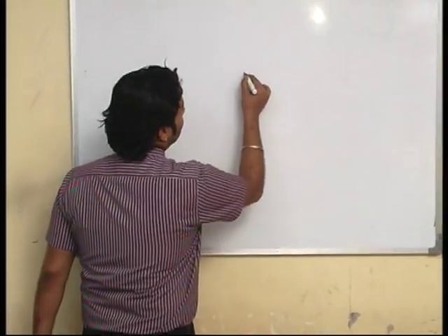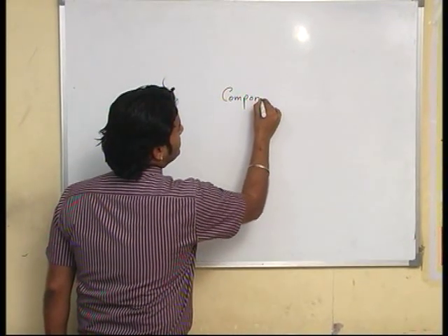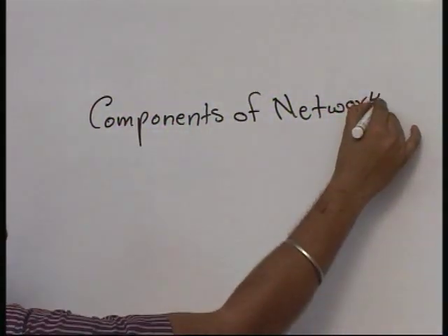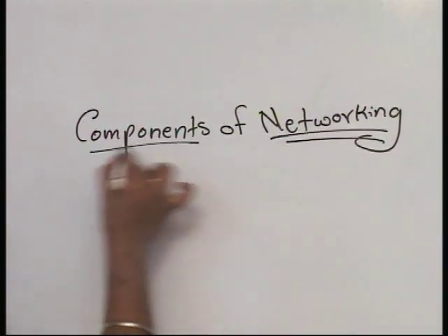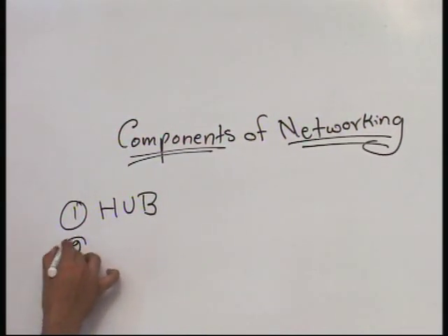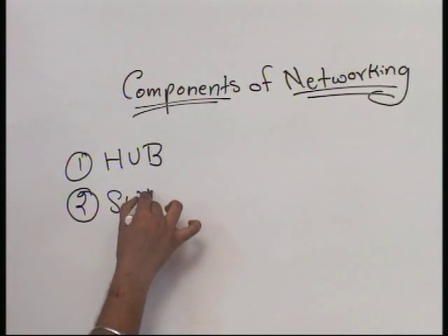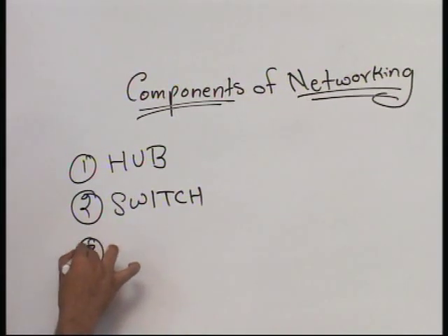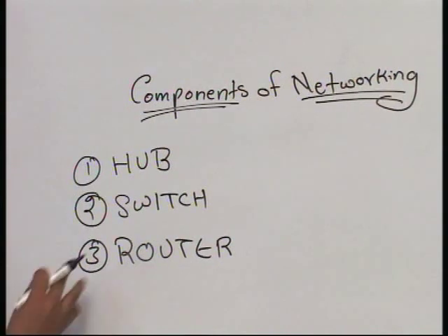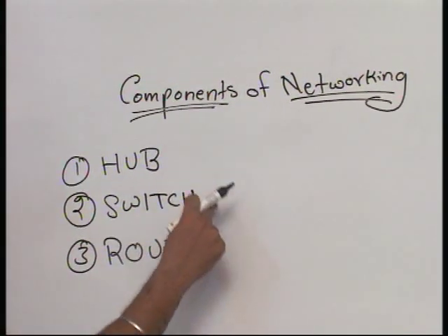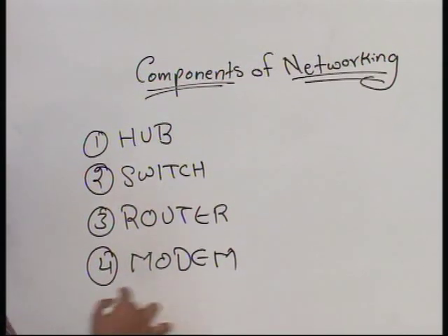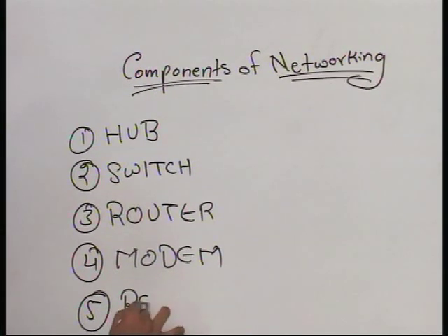Let's have a look. Components of networking. Let's see one by one. First one, the old one, which was known as hub. Second one is known as switch. Third one is known as router. Guys, remember one thing, there are 100 or 200 interview questions on these three topics. Fourth one I am going to cover today is known as modem. Fifth one is known as repeater.